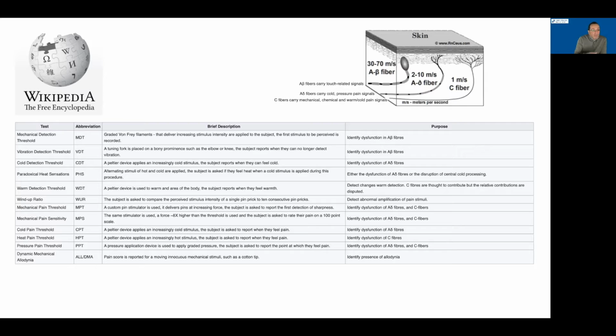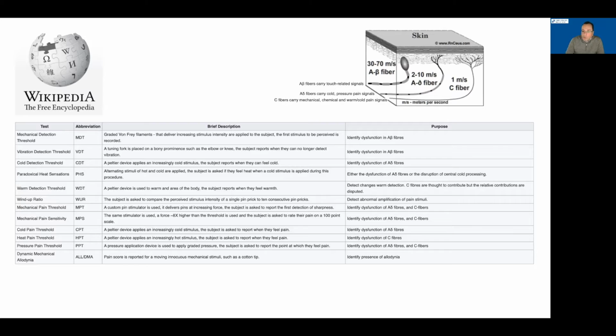Then we have, for instance, we go down a bit, the warm detection threshold with the Peltier device. The Peltier device is the thermode you saw with the QST devices from EDOC. You can determine the warm detection, and it gives you an indication of C fibers. So we have cold pressure test, also cold pain threshold, also with the Peltier device, A delta fibers, etc. So these give you an indication of the functionality of the fibers.